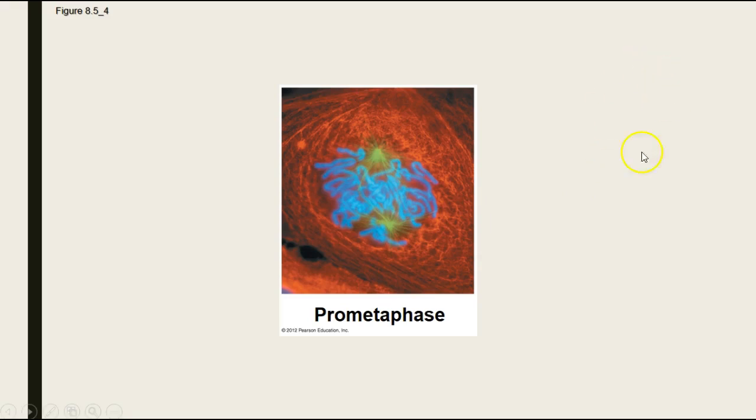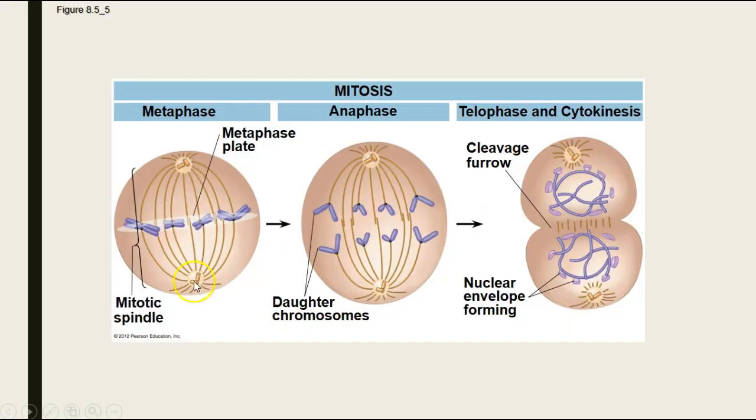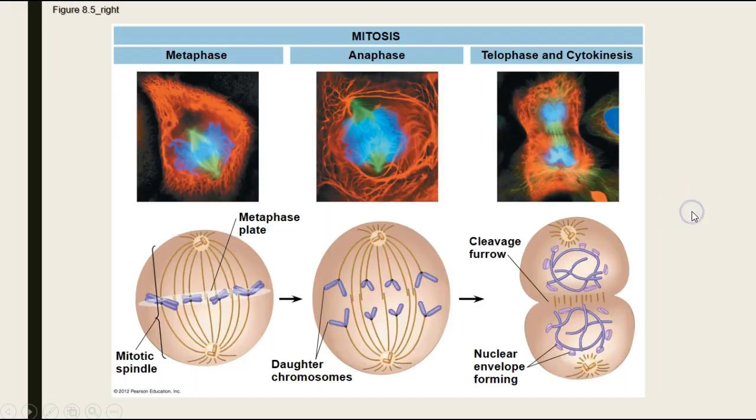Here's the cell in prometaphase, so you can definitely see the thread-like chromosomes attached to the spindle here, and they're moving around in the cell. In metaphase, the chromosomes are going to line up in the middle. In anaphase, they will separate from each other, and then in telophase, they'll form two new nuclei. Cytokinesis produces two new daughter cells. And here we see the accompanying photographs to go with that.